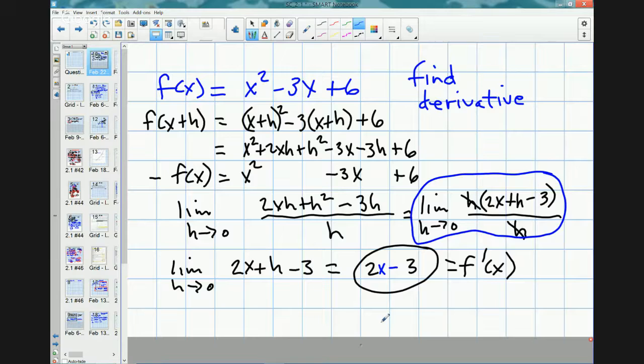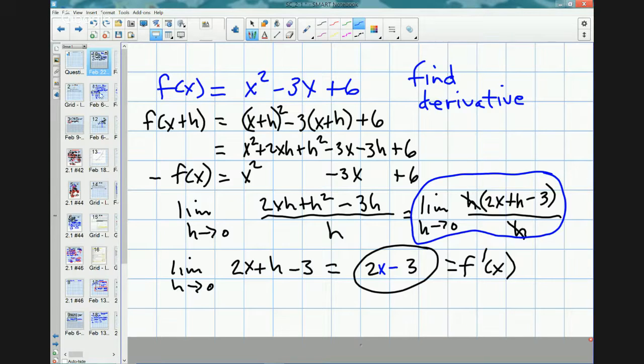Here's a case. If I asked you, what's the derivative when x equals 5? You could just say, well, it's 10 minus 3, it's 7, because you just plug in a 5. What's the derivative at x equals negative 17? Plug in a negative 17 and calculate it out. So this is literally a formula for the slope of the tangent line at any point x. And that's what a derivative is.